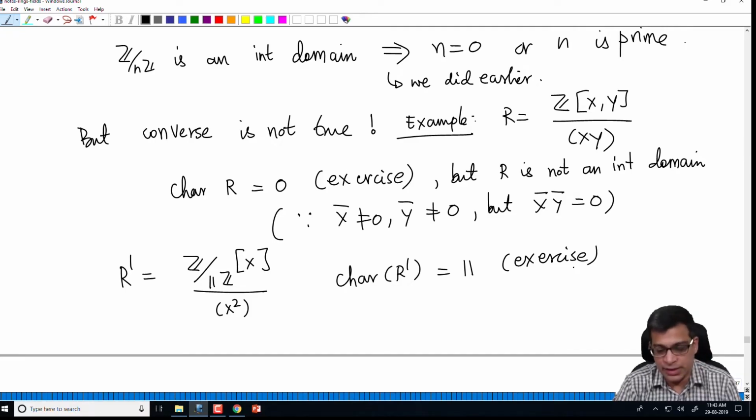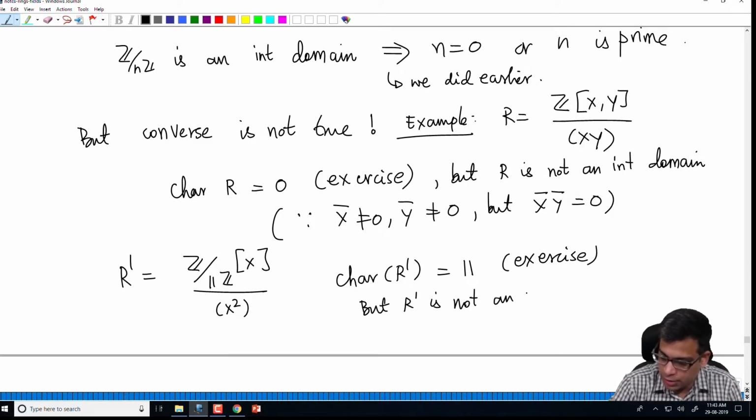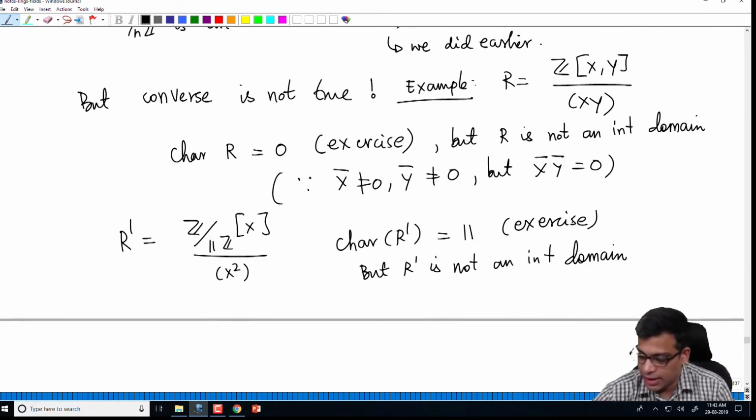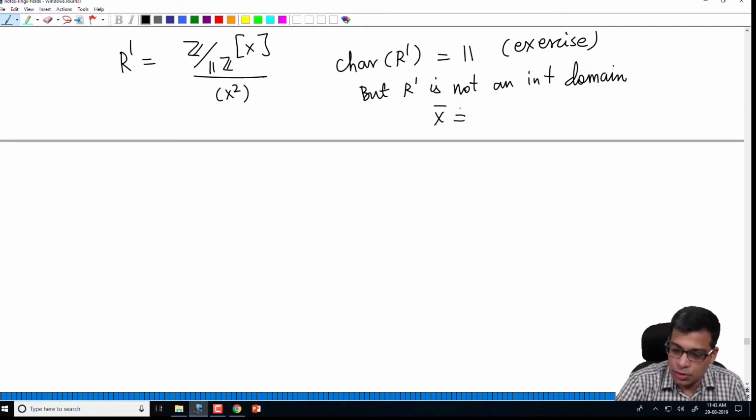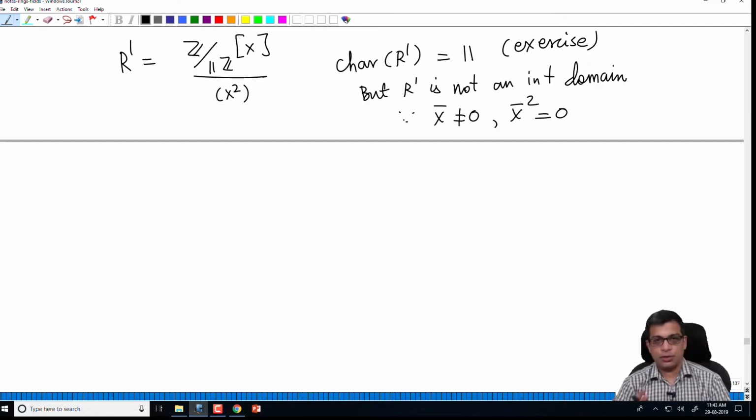Z mod 11Z sits inside this as a subring, but R prime is not an integral domain for the same reason, right? Because x bar is non-zero, but x bar squared is 0. Okay, so the characteristic of an integral domain is always either 0 or a prime number, but if a ring has characteristic 0 or a prime number, that does not mean the ring is an integral domain.